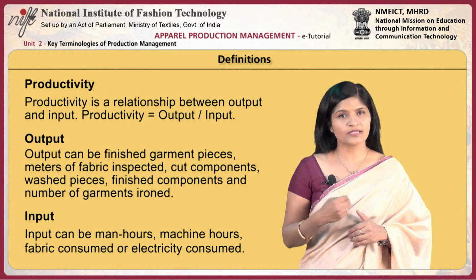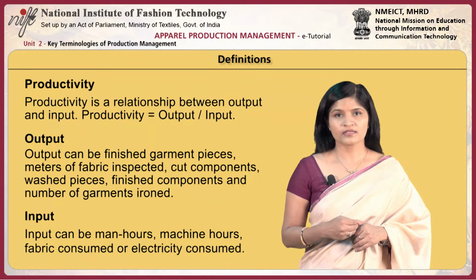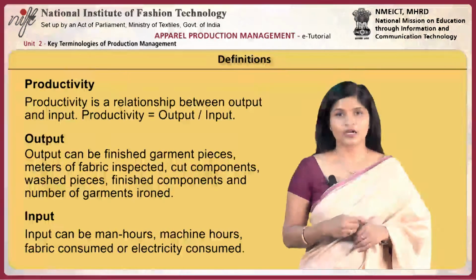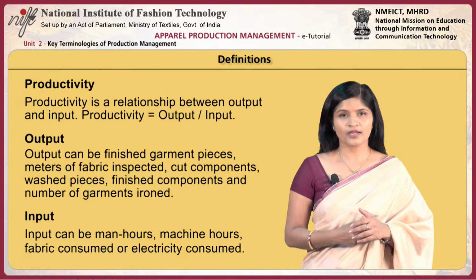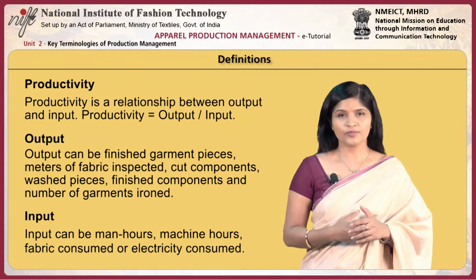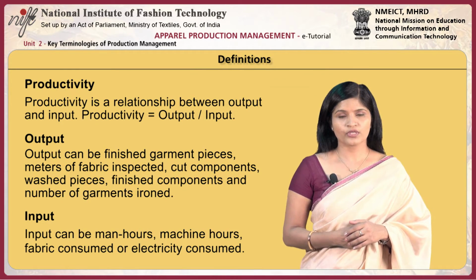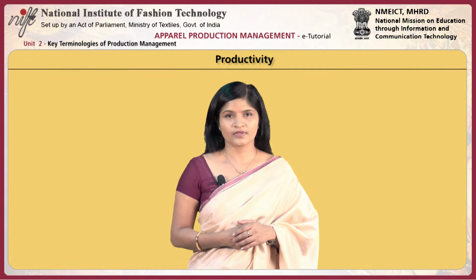Output can be garment pieces, finished garments, meters of fabric inspected, cut components, washed pieces, finished components and the number of garments ironed. Input can be man hours, machine hours, fabric consumed or electricity consumed.